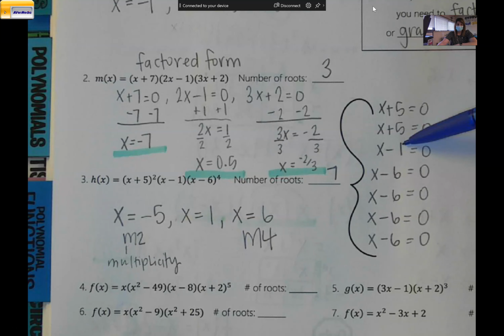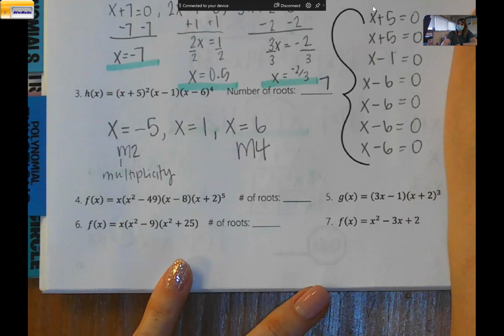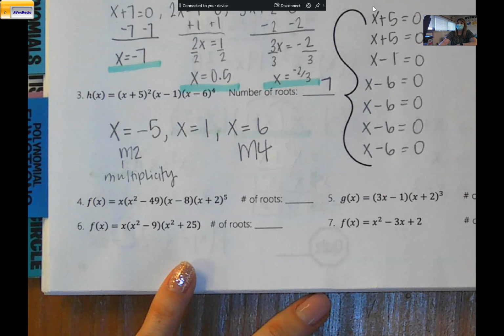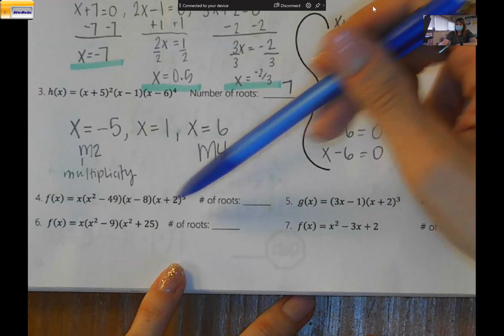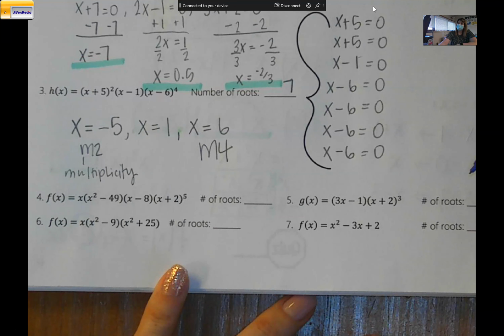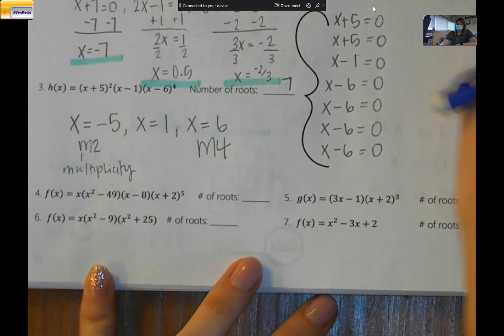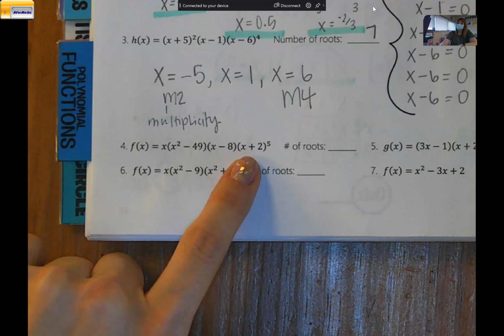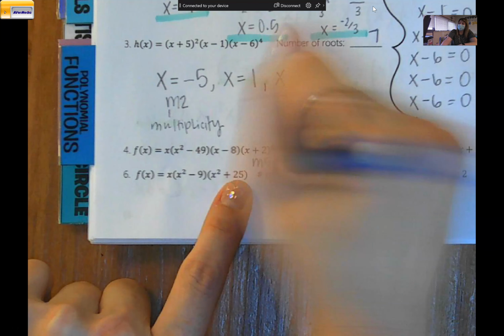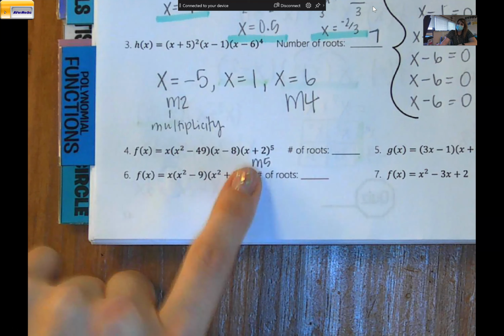You're sure? Okay, so the first questions in your quiz are 4, 5, 6, 7. You go through and decide what the number of roots is, and if there are multiplicities. So for instance, x plus 2 has a multiplicity. Underneath that, write multiplicity 5, just right underneath it.